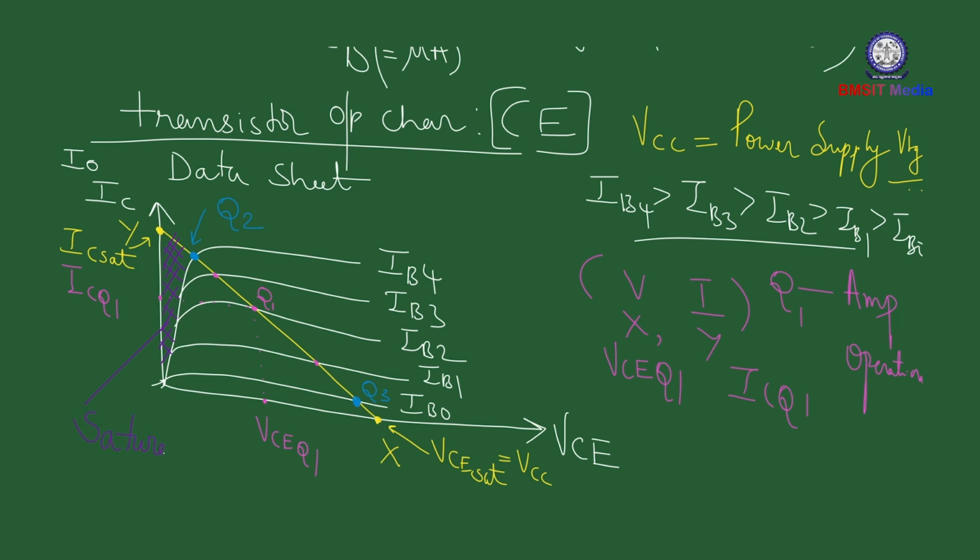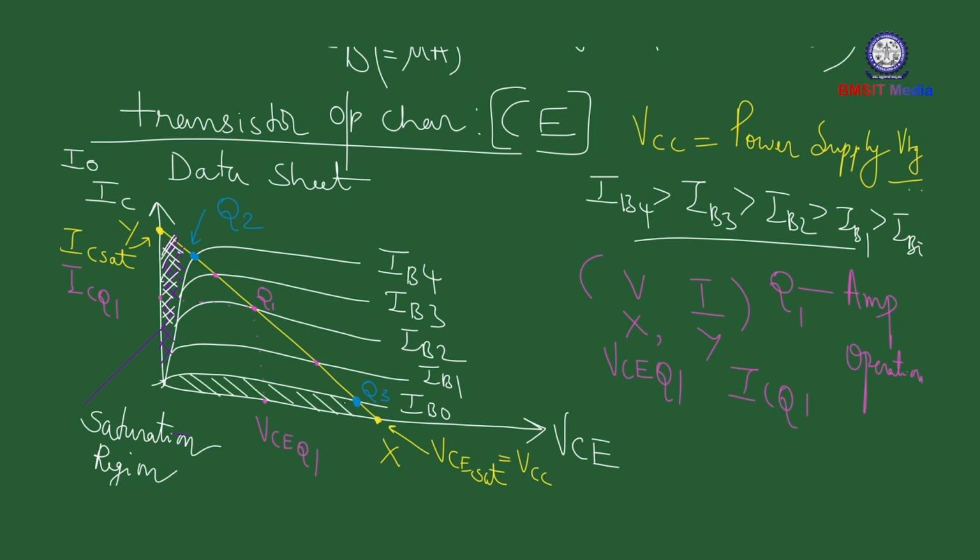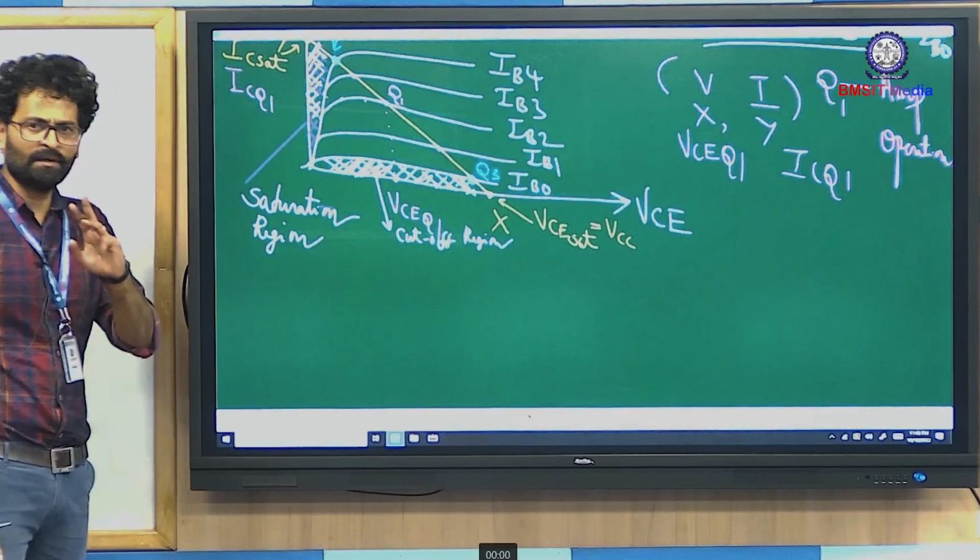Now, the region which is very closer to the y-axis is called the saturation region. The visibility is poor with the purple color, so I'll use white color itself. So this is your saturation region, the region which is found very closer to the y-axis, this hashed region. On the other hand, you can also find a region which is very close to the x-axis, so that is this region. So this particular region is called the cutoff region.